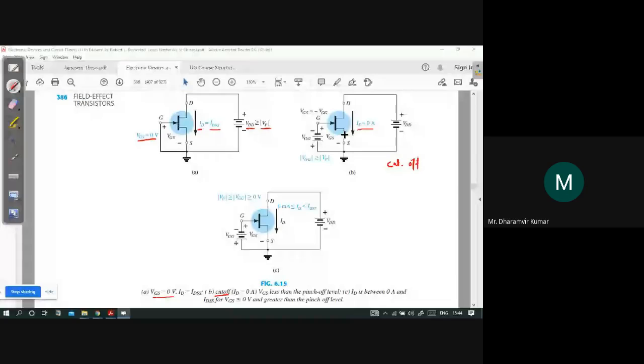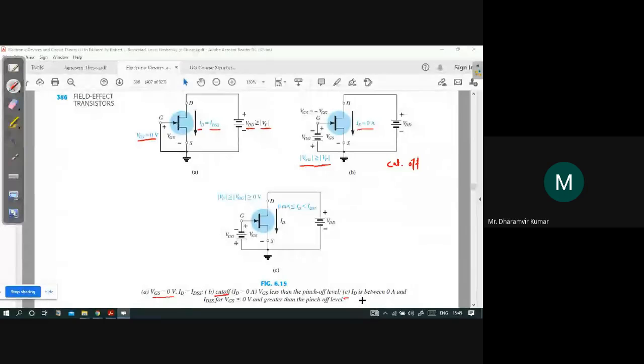And this will happen when we apply a voltage VGS between gate and source which is higher than the magnitude of the pinch off voltage. Under this condition, the device enters into cutoff. This thing we had also seen in the last diagram.